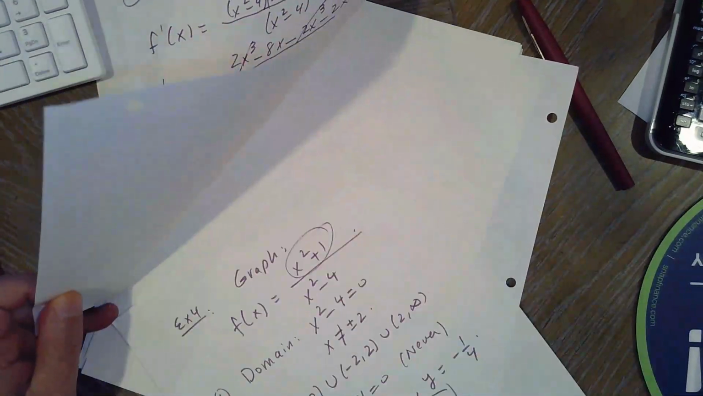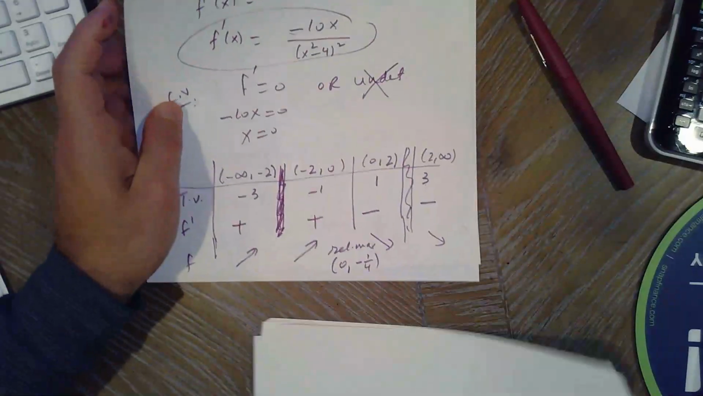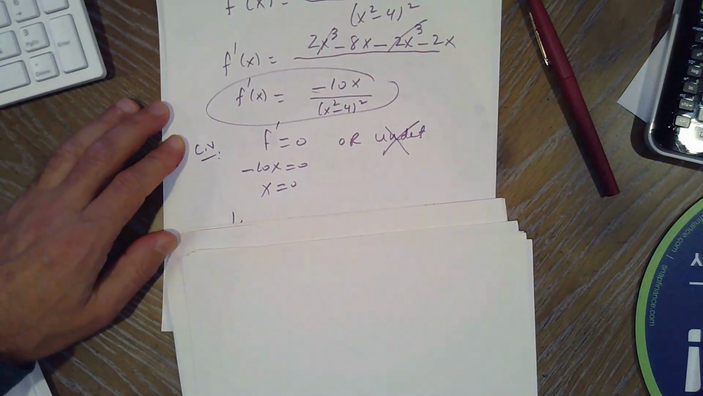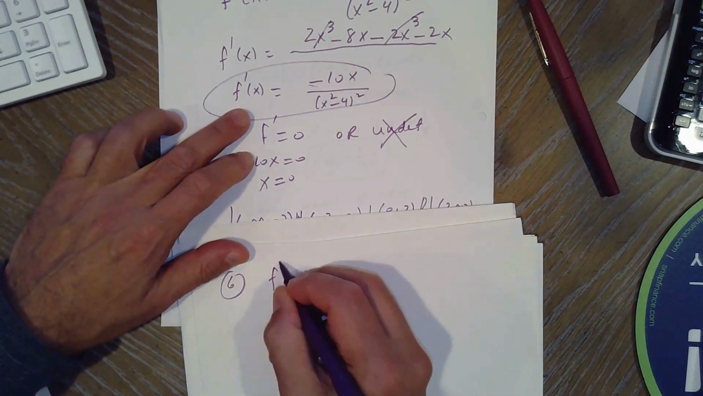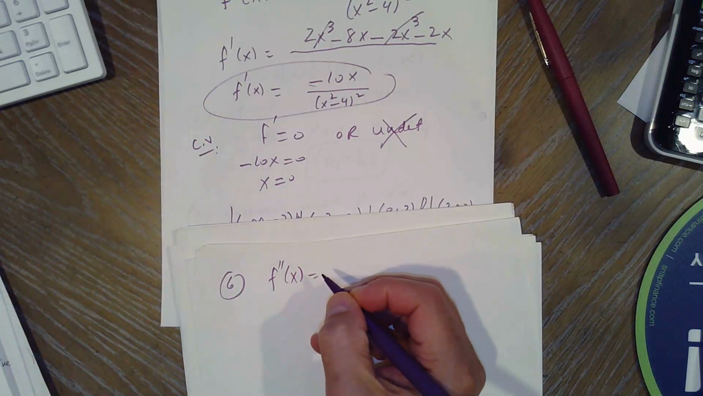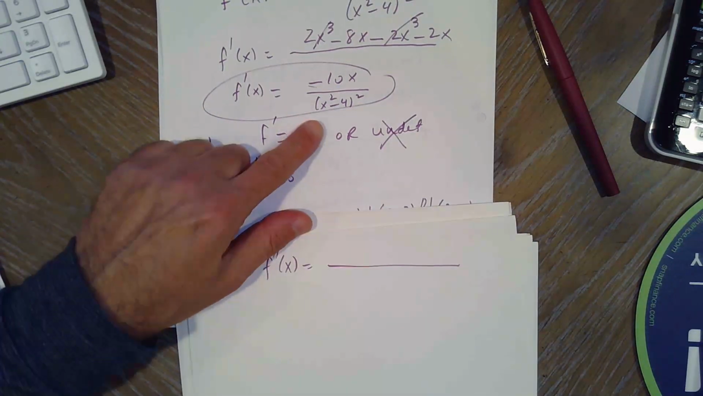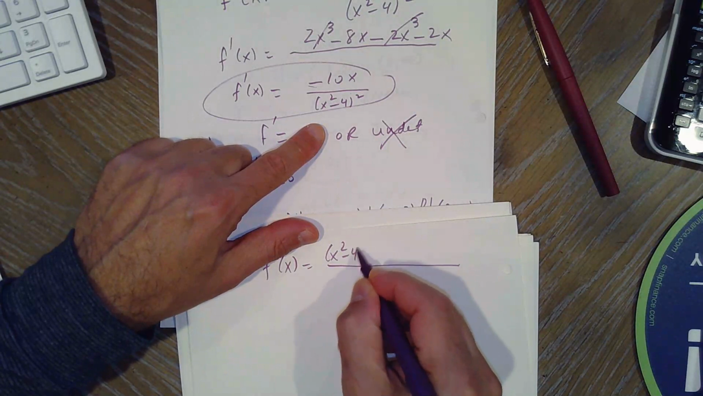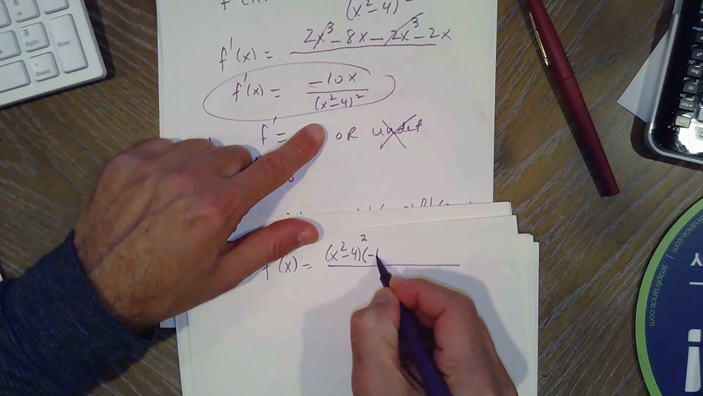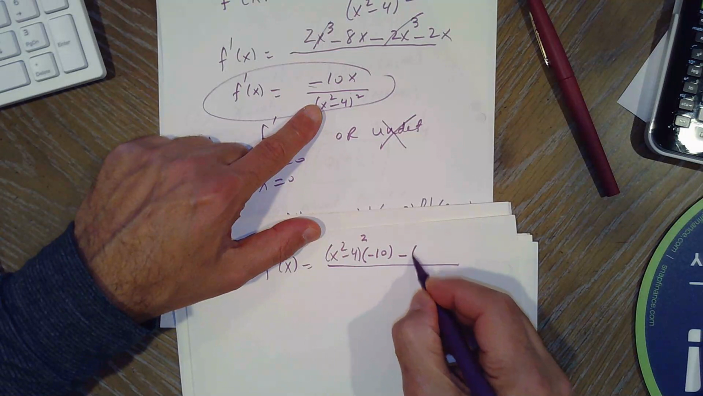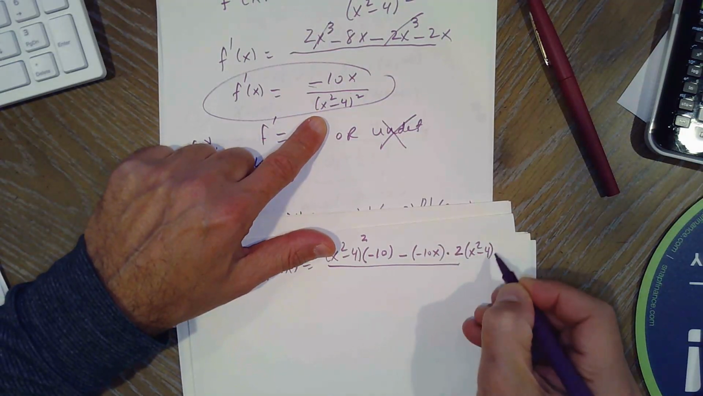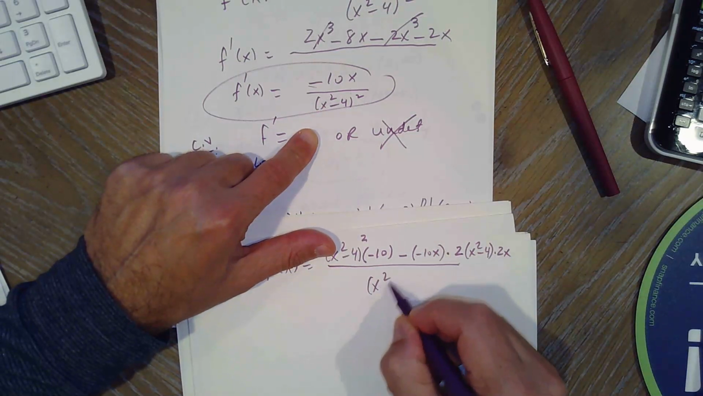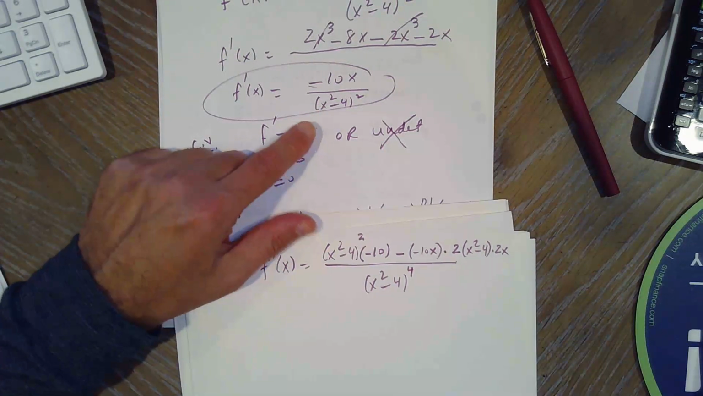So now we're going to do the second derivative and points of inflection. So the second derivative is going to be, we take the bottom times the derivative of the top minus the top times derivative of the bottom, so 2x squared minus 4, then times 2x, all over x squared minus 4 squared, which is to the fourth.